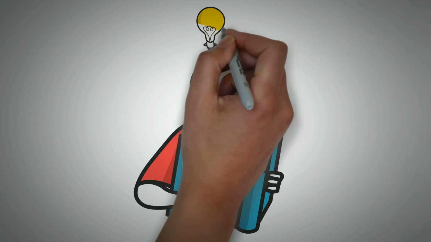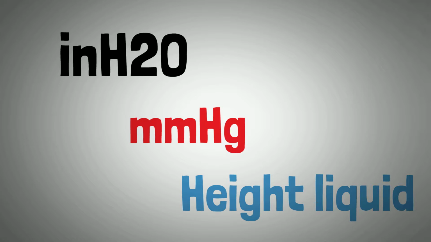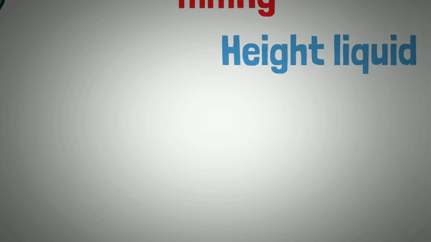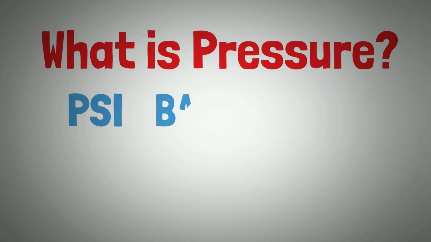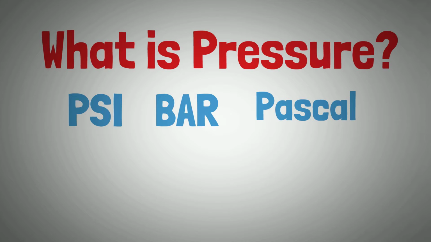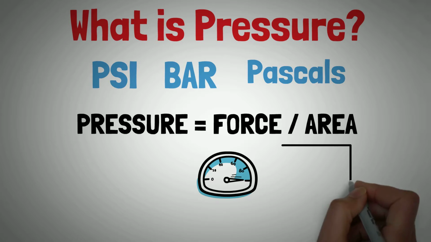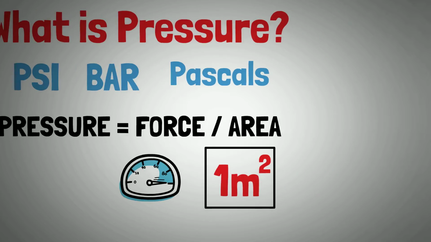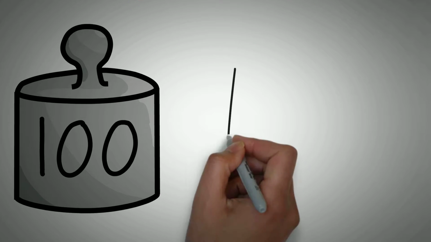In engineering and physics, you might see head pressure measurements written as inches water gauge, millimeters of mercury, and other height of liquid units. To understand head pressure, we first need an understanding of regular pressure. Pressure, such as psi, bar, or in its SI form pascals, is simply defined as a force acting perpendicular to an area.